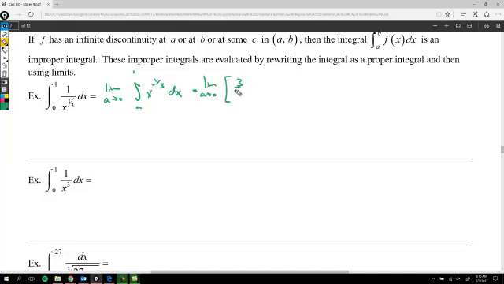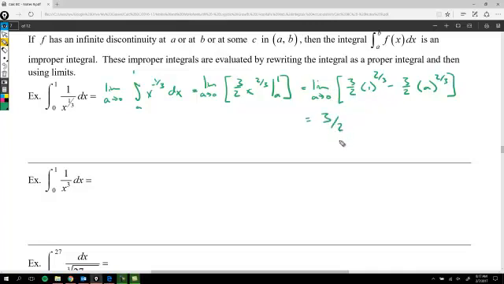We get 3/2 x to the 2/3 from a to 1. Limit as a approaches 0 of 3/2 times 1, so just 3/2, but I'll write it out because I'm so nice. Now when we evaluate our limit and plug 0 in for a, this whole term goes away. I'm just left with 3/2 times 1, or just 3/2. Okay, let's try another one.